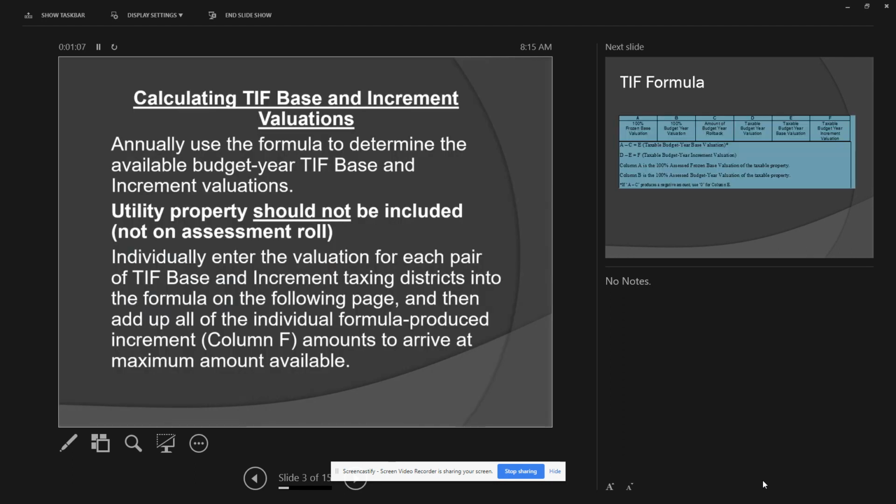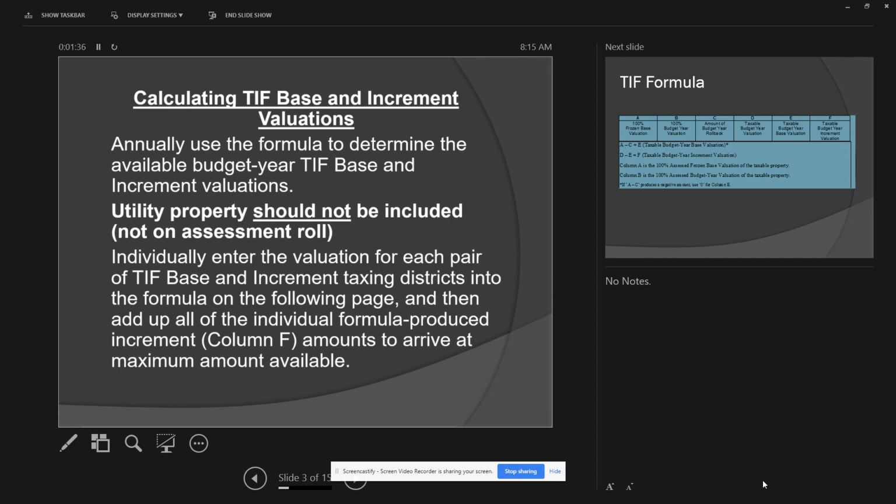So, calculating TIF base and increment valuation. Obviously, your system is going to do some of this work for you, but I do think it's really important for you to understand how TIF is actually being determined as far as the value. What is the system doing behind the scenes? That helps you have a better understanding of the TIF formula and what exactly is occurring. How are we arriving at these different numbers?